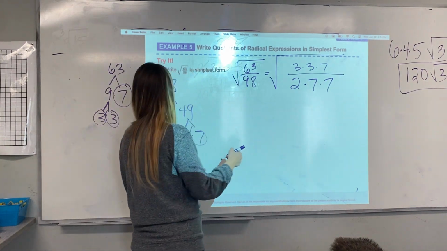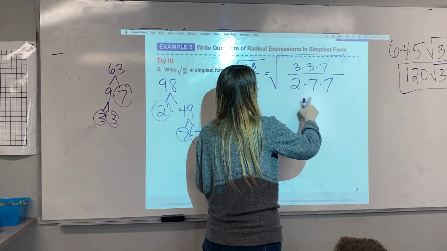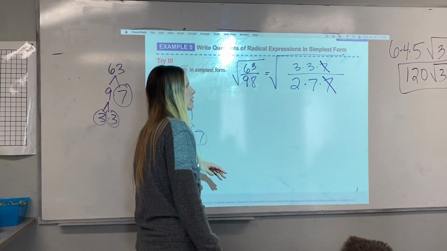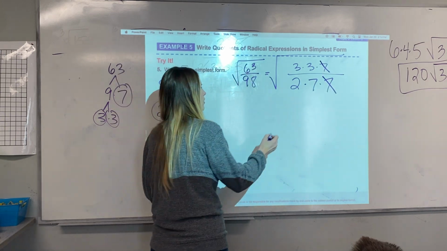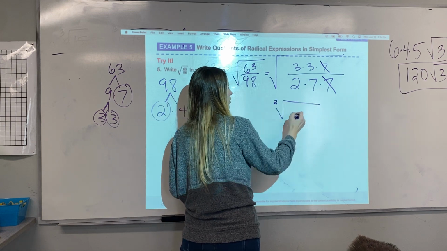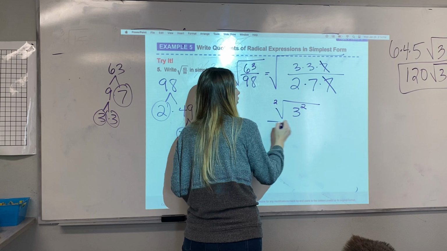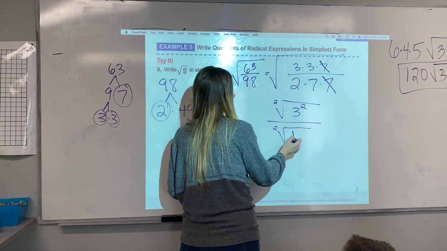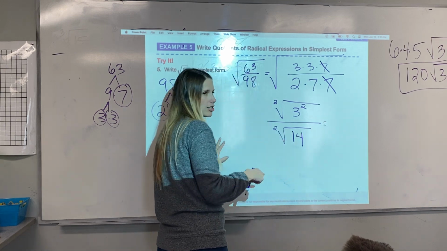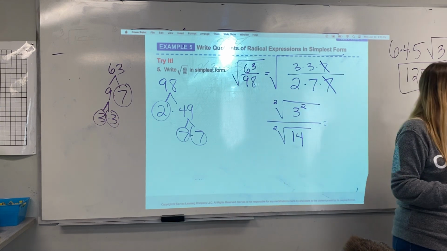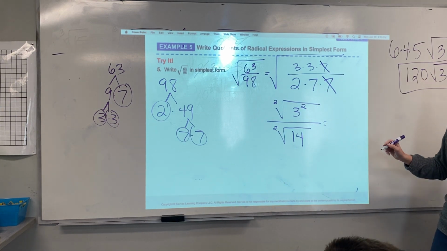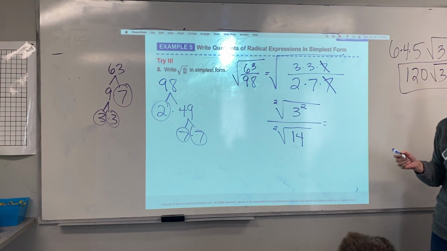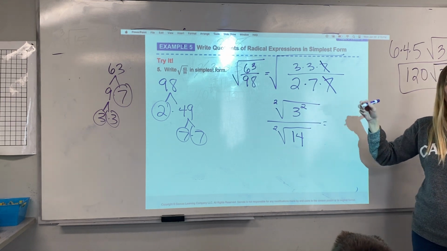Okay, so when I get my prime factorization, I have 2 times 7 times 7. And what can I do here? Cancel 7 over 7. Anything else? No. So I have the square root of 3 squared over the square root of 2 times 7, which is 14. Despite all his rage, he's still in his radical cage. So the square root of 3 squared is 3, because that's 3 to the 2 over 2, 3 to the 1.